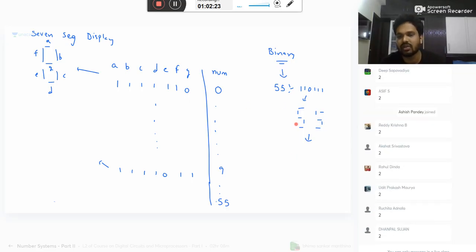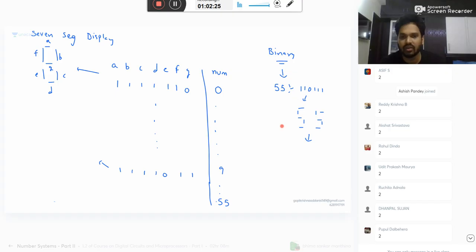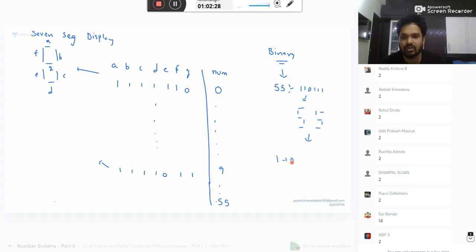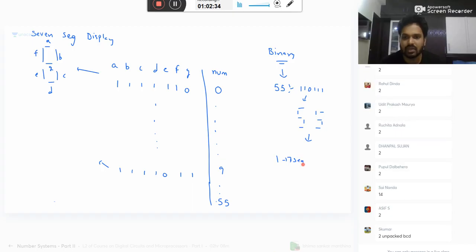Now, codes, how many required? If you have, please listen. One display. One minute, please. I'll ask you, tell me one by one. One 7 segment display. Okay. Forget about BCD. I am not talking about BCD here. Only binary. One 7 segment can represent 0 to 9. We should generate 10 different codes. Up to this point, everybody clear?